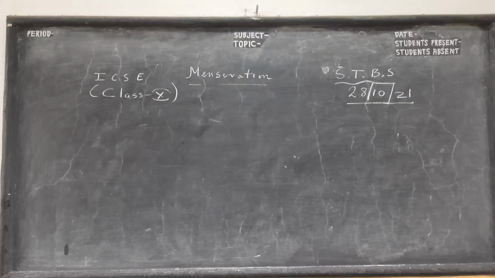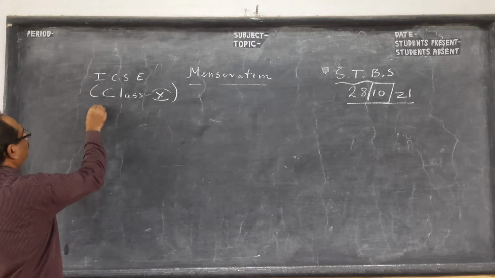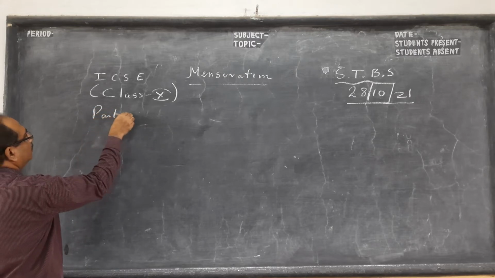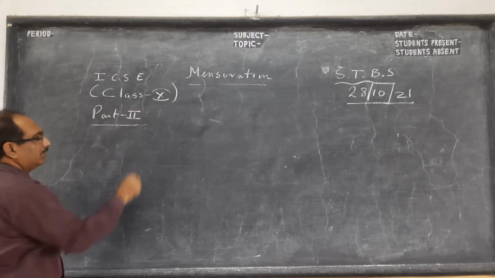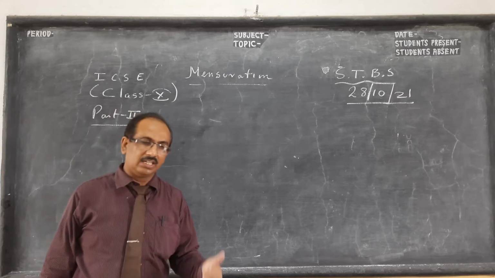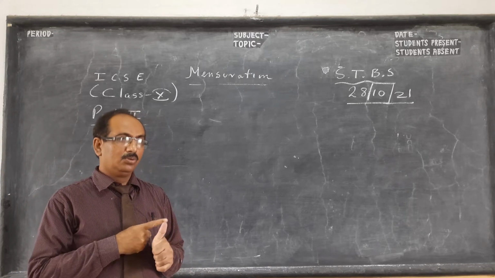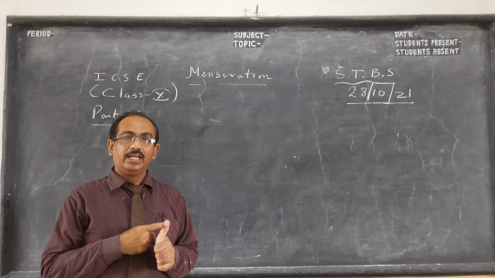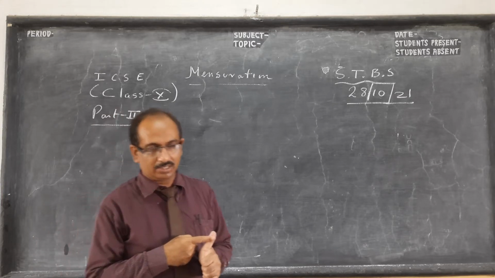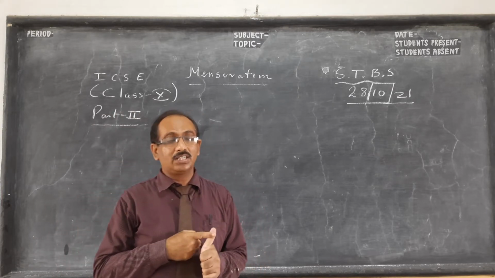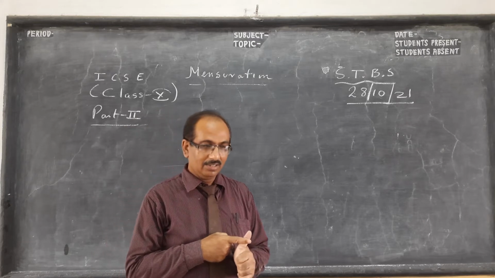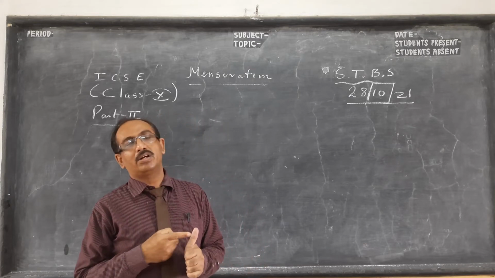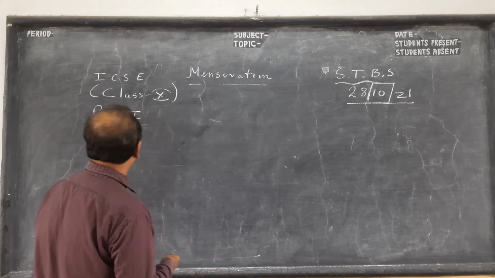So children, here we go to part 2 of our video on mensuration. In the first part we gave an idea of how we find the area and perimeter of a circle. Very important, because all these are ultimately related to the circle. Then in the second part we saw how, for a cylinder, we find three things.